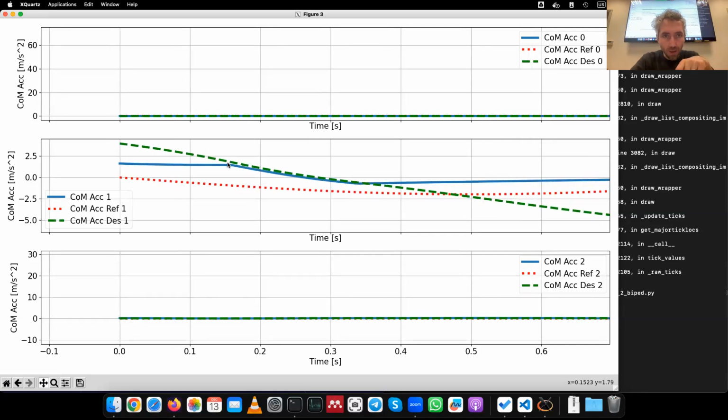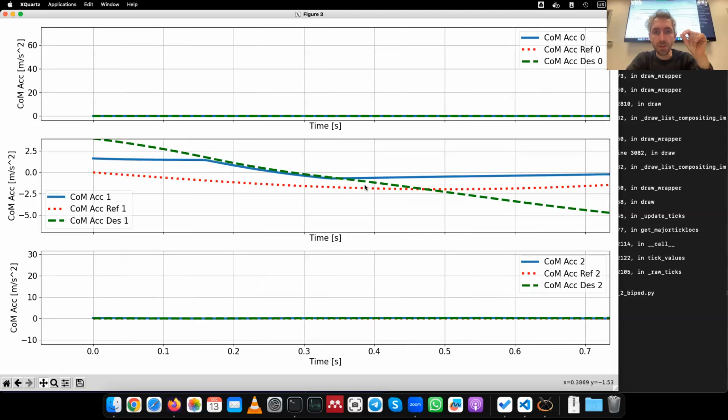Then, when the desired acceleration becomes lower, right here, we are at about 1.8 meters per second squared. We can see that the tracking becomes good. So the blue and the green are more or less matching. They're not exactly matching because we have also the other tasks, such as the postural task, but they're roughly matching. And they keep matching until this point.